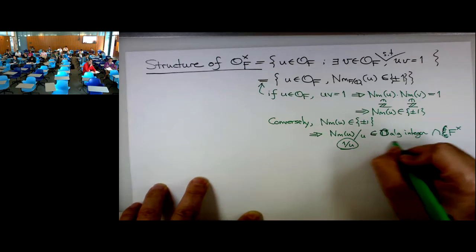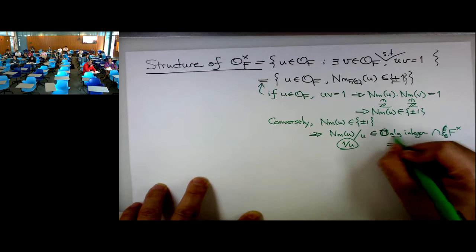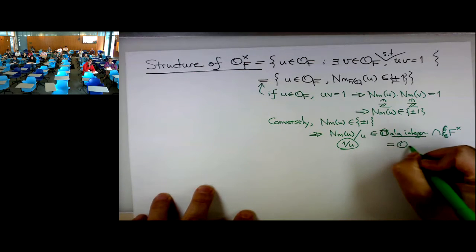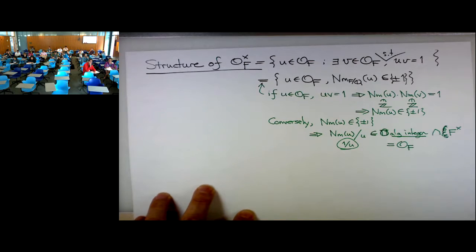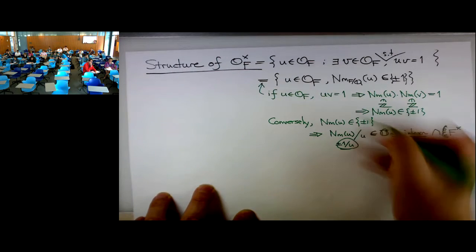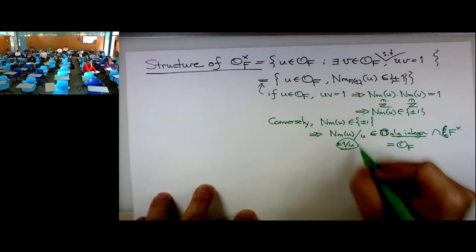So the fact is that if you take an algebraic integer, and it is in the field, then it automatically belongs to O_F. So plus or minus 1 over u, therefore, the inverse of u actually lives in O_F.